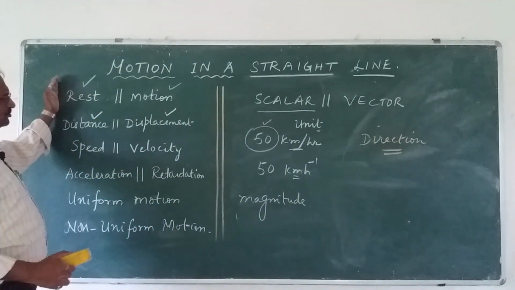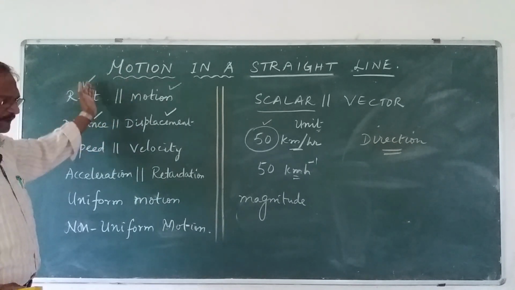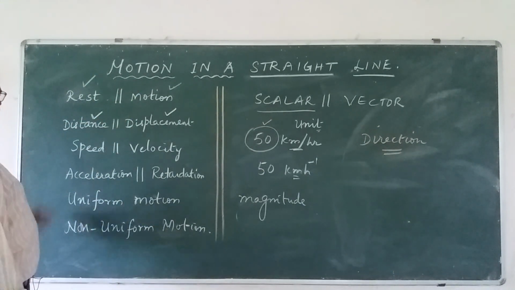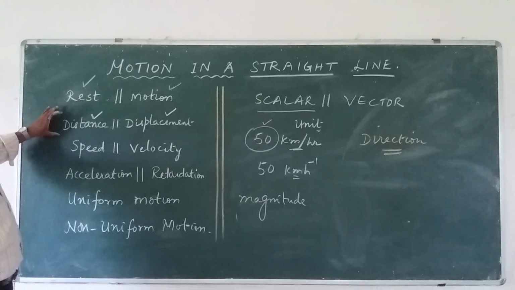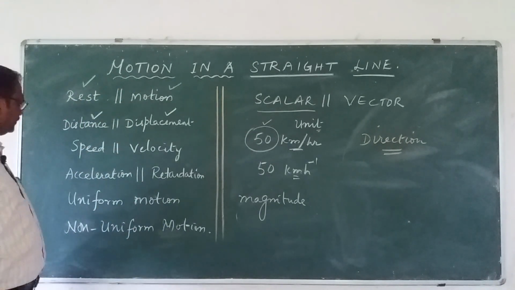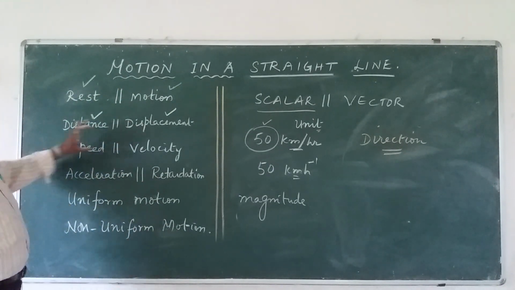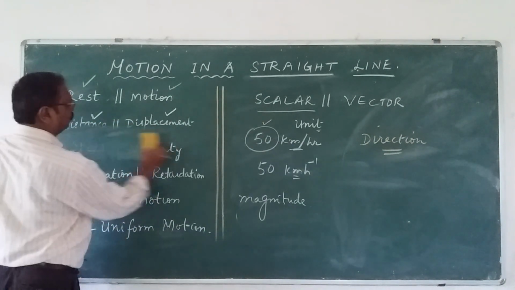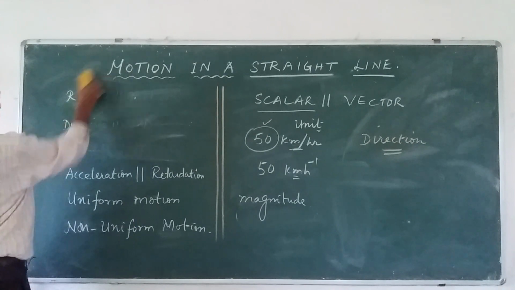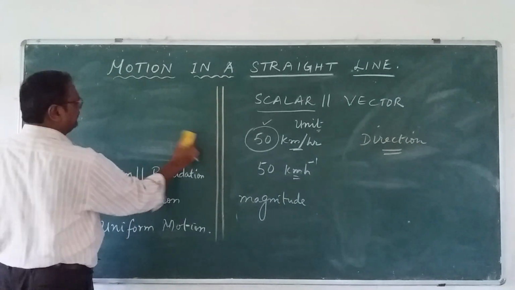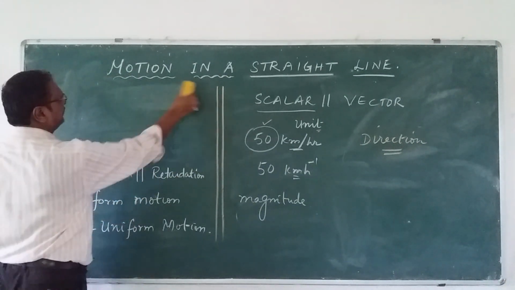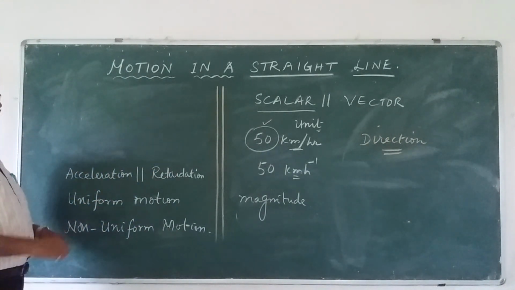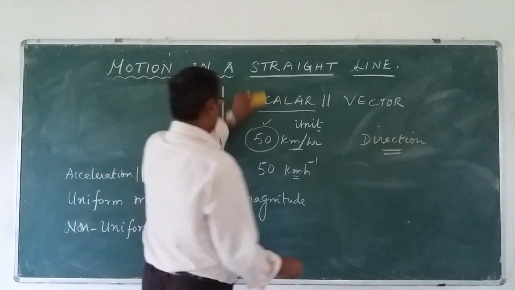Now, we learnt about rest and motion. With respect to the surrounding, in motion the body changes its position. Distance, displacement: actual path covered, shortest distance. Speed is distance upon time, and velocity is displacement upon time, where it requires a direction. And also, we learnt about vector and scalar quantities. A scalar quantity has only magnitude and a vector quantity has both magnitude and direction.